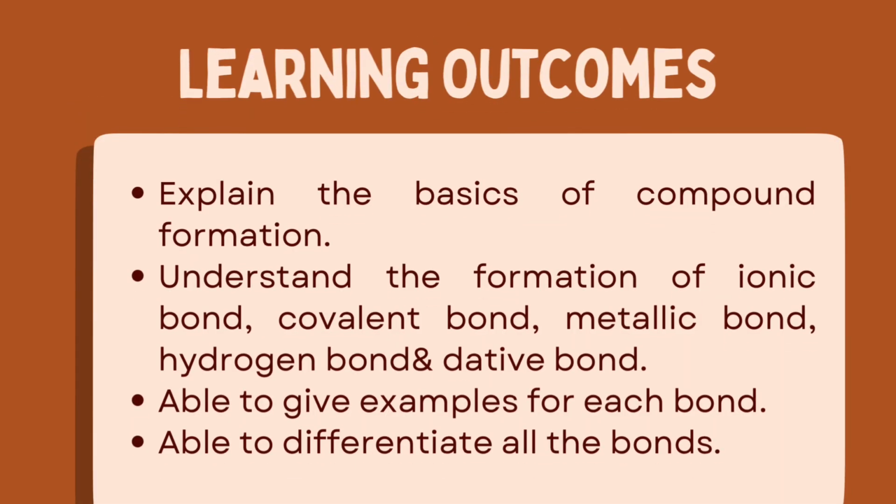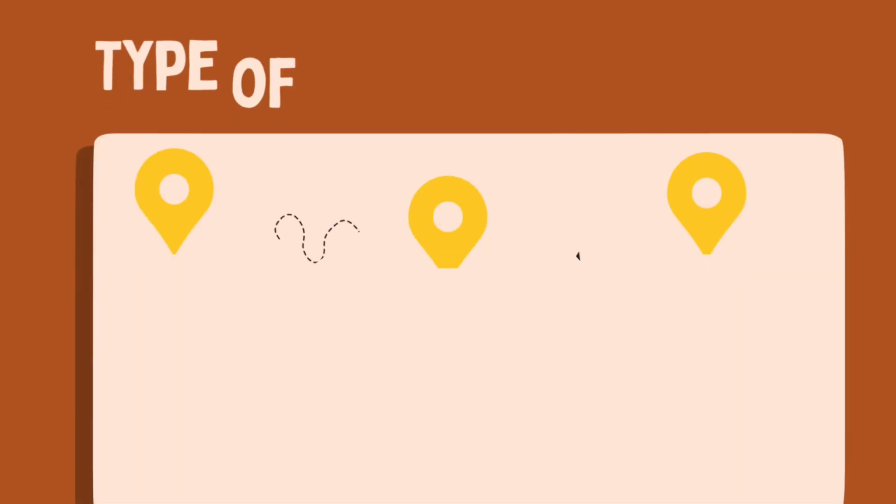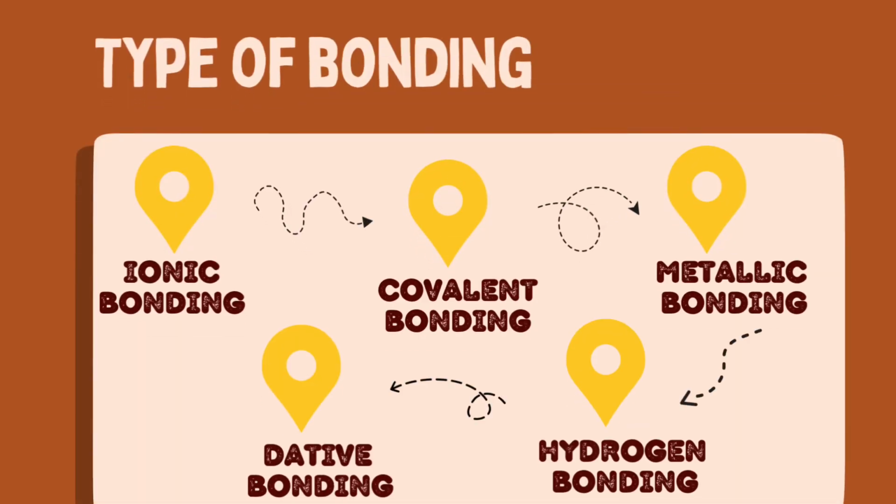At the end of this chapter, students are able to explain the basics of compound formation, understand the formation of ionic bond, covalent bond, metallic bond, hydrogen bond, and dative bond, able to give examples for each bond, and able to differentiate all the bonds. We will learn 5 types of bonding in this chapter, including ionic bonding, covalent bonding, metallic bonding, hydrogen bonding, and dative bonding.